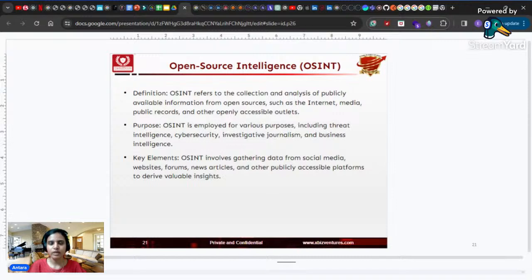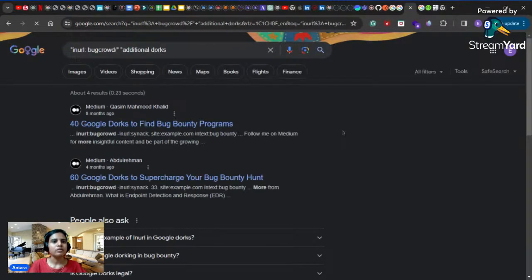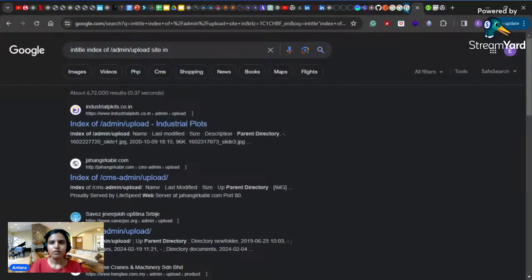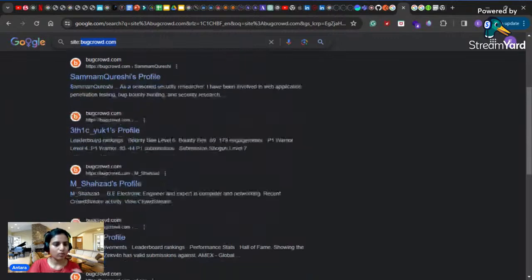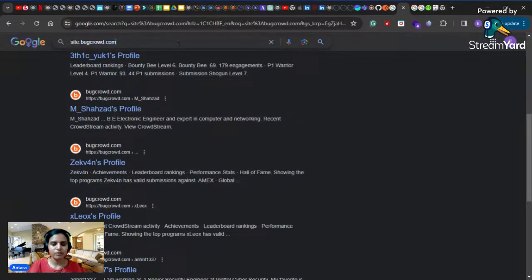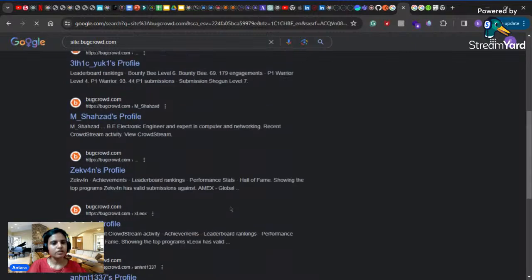One could use Google dorking as one of the techniques. Say, for example, I want to find the crawled results of Bugcrowd. I would simply use site: as one of the Google dorking methods, and then give my target company's name. Whatever Google has already crawled in its own crawling engine, the result would show up on the screen. All you need to do is type this and hit enter, and you would see all the crawled results over here.